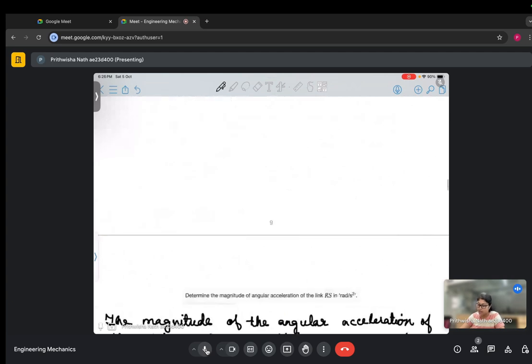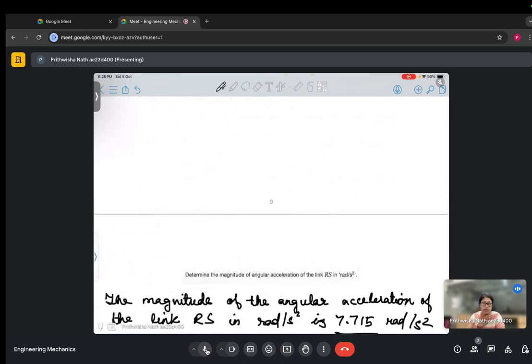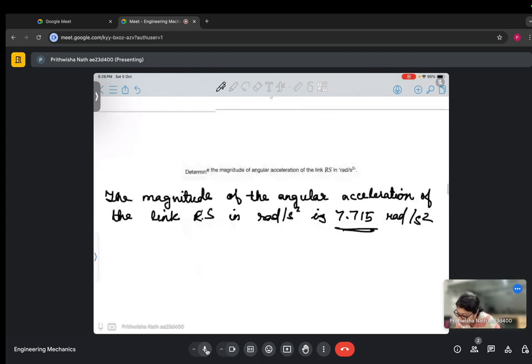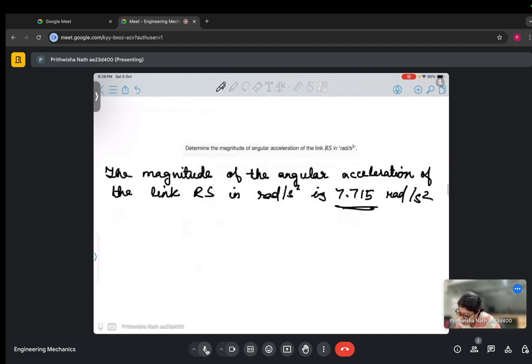And in the next part it is asked to find the angular acceleration, which we already calculated, and that is nothing but 7.715 radian per second square. Now the next problem.